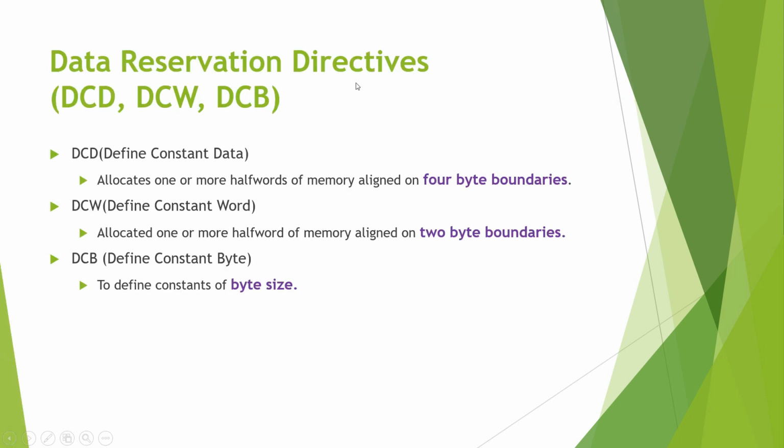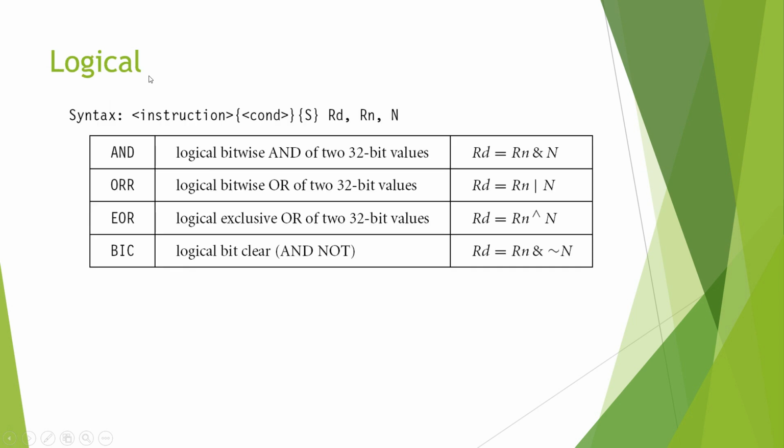Let us start understanding what data reservation directives are. The data reservation directives are DCD, which stands for Defined Constant Data. This allocates one or more words of memory aligned on 4-byte boundaries. DCW, Defined Constant Word, allocates one or more half words of memory aligned on 2-byte boundaries, and DCB is used to define constants of byte size.